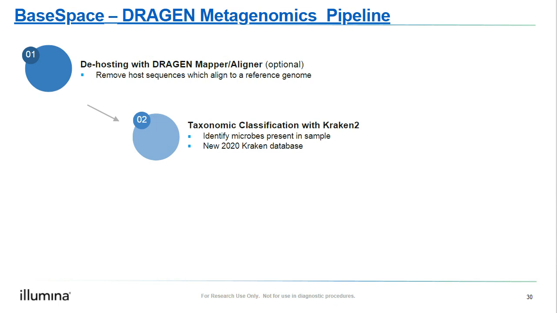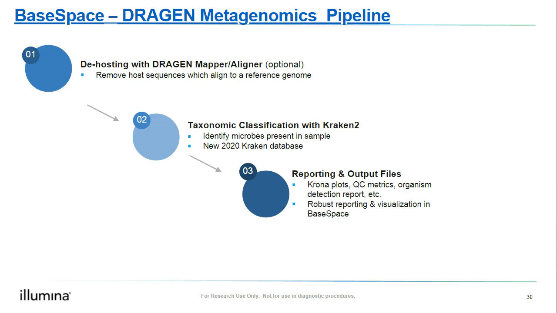After the classification, the output will include Krona plots, QC metrics, and an organism detection report. One more note here is that this app can be used for shotgun sequencing, enrichment panels, and also other targeted sequencing data.